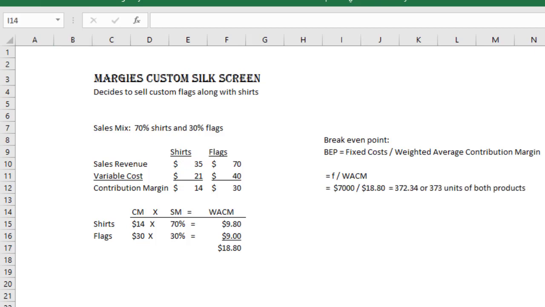Now when we apply that weighted average contribution margin to the break-even formula, we see that we need 372.34 shirts and flags together in order to break even. So we can't sell 0.34 of an item. Break-even points always round up. So if we want to know how much of those 373 units need to be shirts, we just multiply by the sales mix, 70%. So that means we need to sell 262 shirts, again we round it up, and 112 flags.